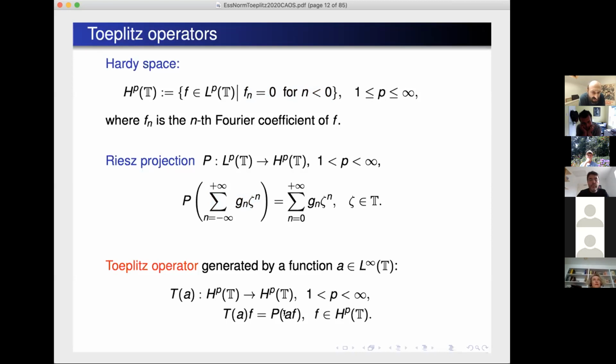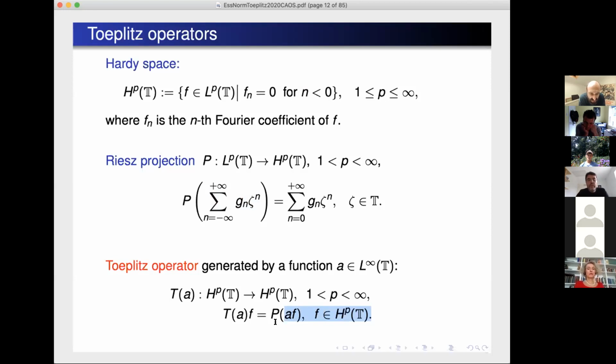Now, the Toeplitz operator. The Toeplitz operator is an operator acting on a Hardy space. It has a symbol, or coefficient, say a, which is a function in L infinity. What you do is the following. You take a function in the Hardy space and simply multiply it by a. Because a doesn't necessarily have an analytic extension into the unit disk, this function af is no longer in the Hardy space. And then you project it by the Riesz projection back into the Hardy space. This is the definition of a Toeplitz operator.